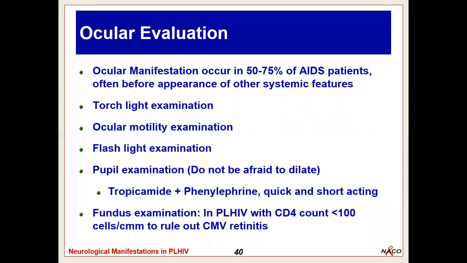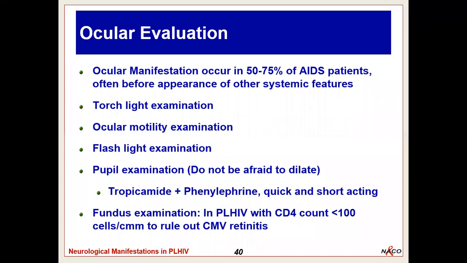So ocular manifestations occur in 50 to 75% of these patients, often before appearance of other system-like features. So you have torchlight examination or flashlight examination. But what is important is you have to do the evaluation for the fundus. You have to look for papilledema, and examination of the eye is otherwise also important because you have to look for the ocular motility, etc. But definitely you have to look for fundus. And dilatation of pupil is not dangerous unless the patient is at risk of glaucoma.